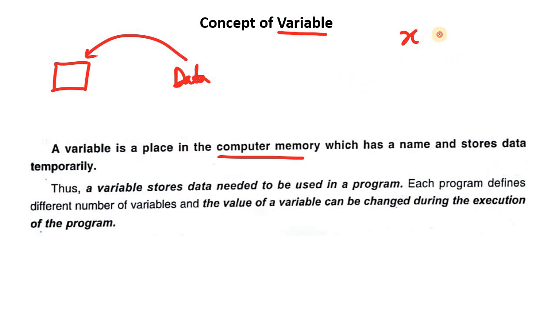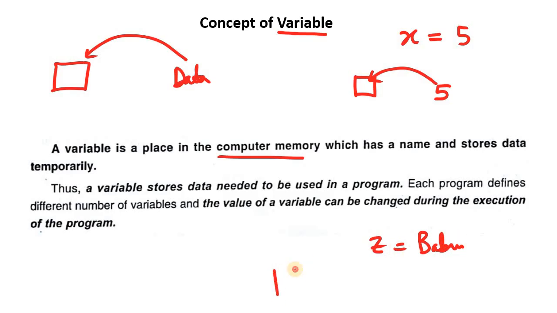So if I write x is equal to 5, what does this mean? This basically means that x is a memory location inside the computer where this value, this number 5, is stored. Next, if I write z is equal to Babu, then this means that again this string Babu is stored in another memory location which has the name z, and the previous memory location's name was x.